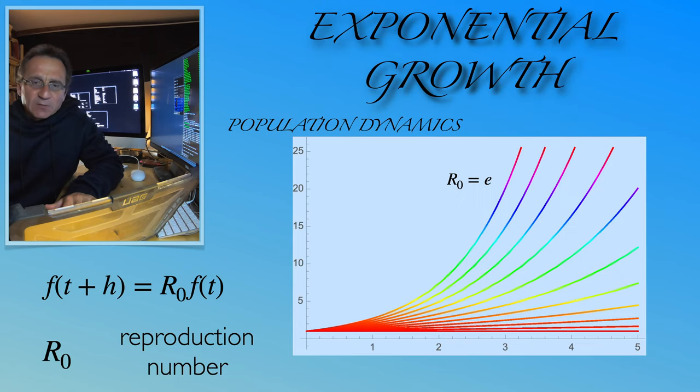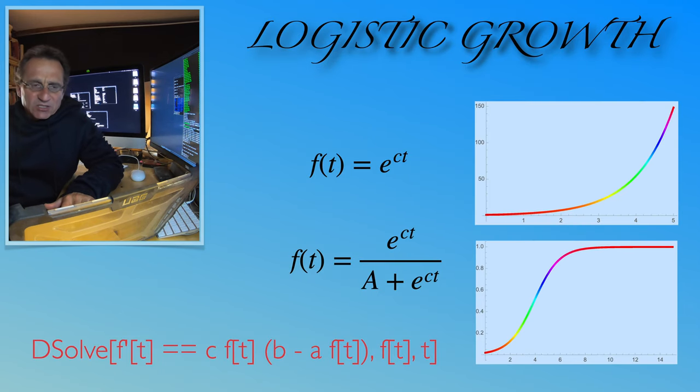In part B, we quickly look at models. I will talk about this more in class. In population dynamics, there's always the exponential growth first. That's measured with an R0 number, which is the reproduction number. And this measures how fast this is growing. But exponential growth is not sustainable for a long time.